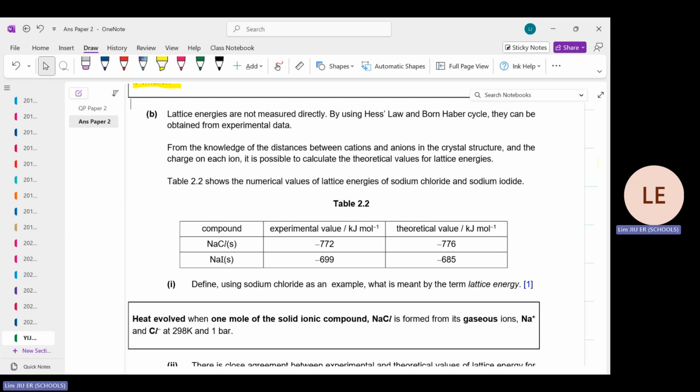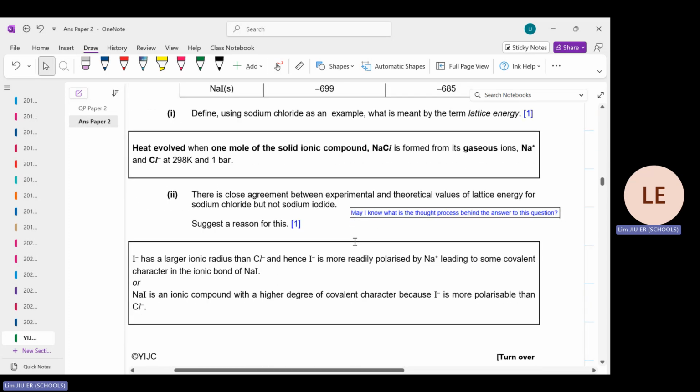So now I need to apply this knowledge again. Because the theoretical value and the experimental value are not the same, why? Then you start to talk about the polarizability of your I minus. Then you talk about it having a covalent character, a ionic bond with covalent character.